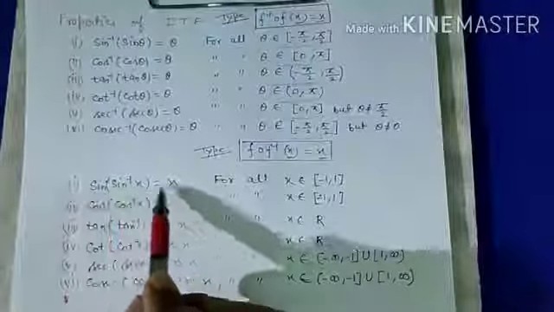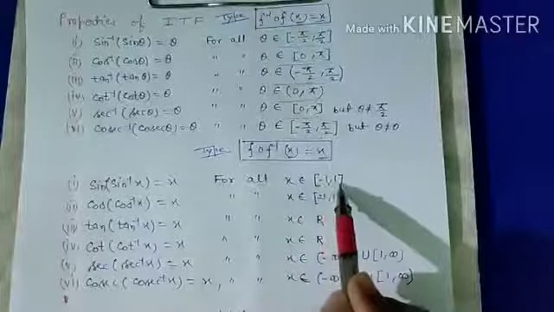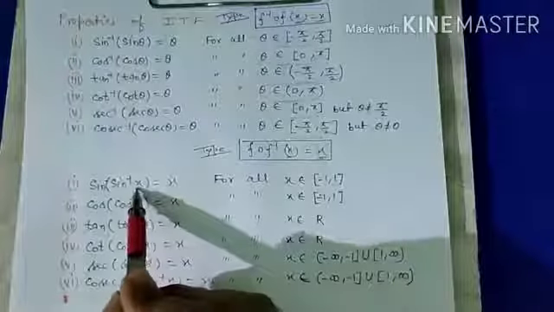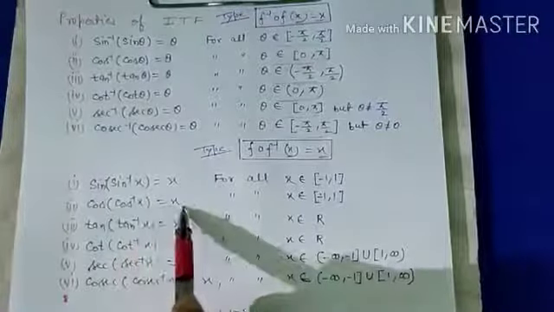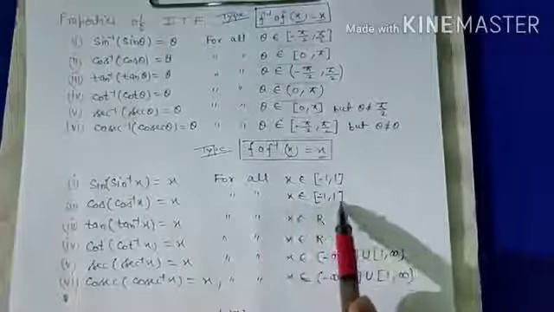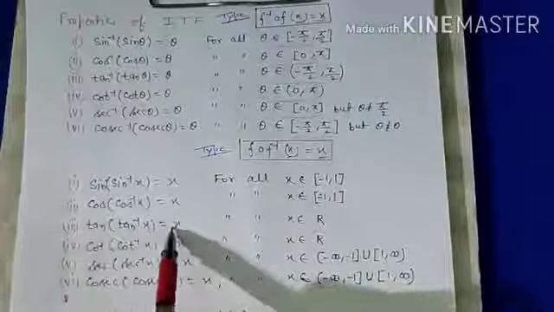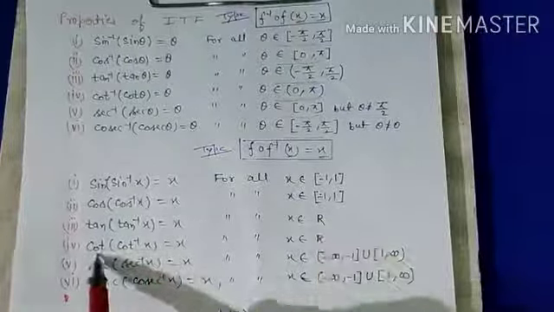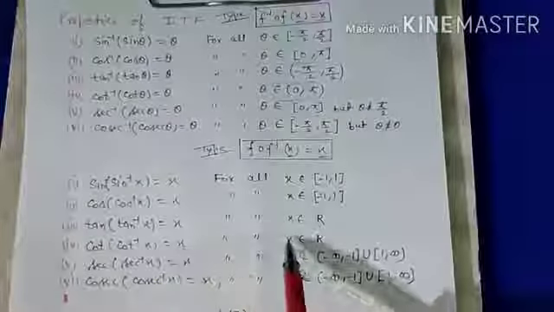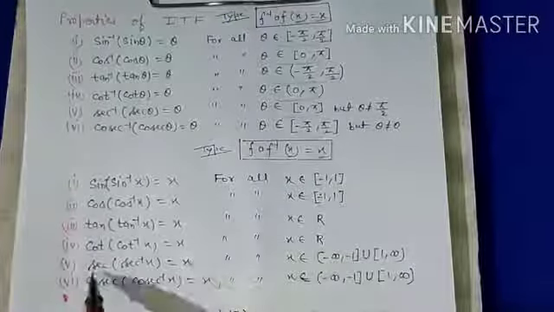Sin of sin inverse x equals x for all x belonging to minus 1 to 1. Now this time we have to see the range. Cos of cos inverse x equals x, x belongs to minus 1 to 1. Tan of tan inverse x equals x, x belongs to R. Cot of cot inverse x equals x, x belongs to R, because their range is the real numbers.